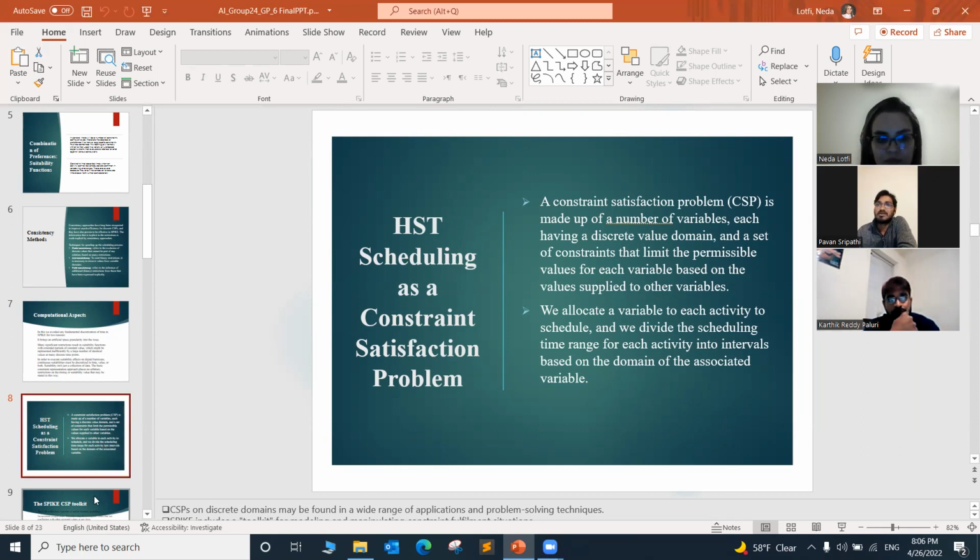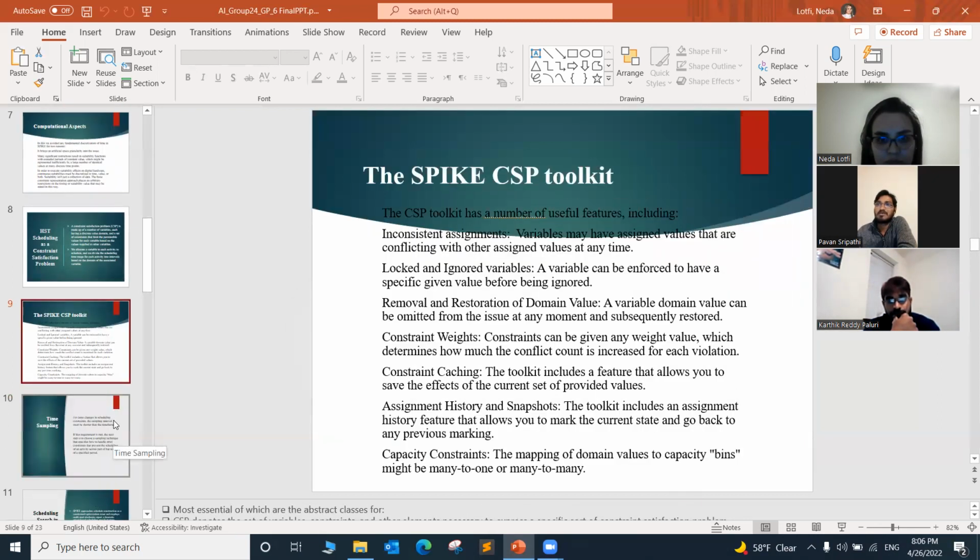So the next slide will be the Spike CSP toolkit. This toolkit contains a number of useful features, including inconsistent assignment, locked and ignored variables, removal and restoration of domain values, constraint weights, constraint caching, assignment history and snapshots, and capacity constraints.